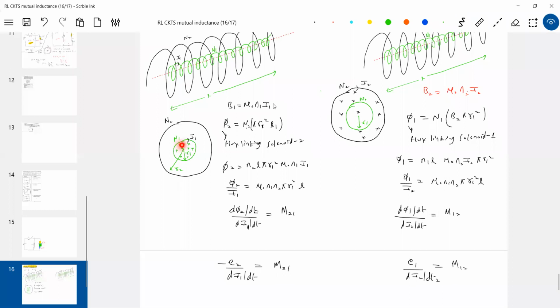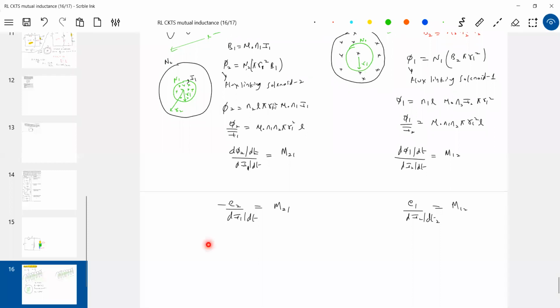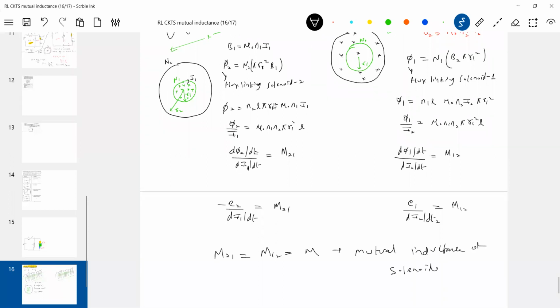And the ratio of EMF induced in the second coil to the current in the first coil will be a constant. I'll call that mutual inductance, where M1 is the mutual inductance of solenoids, and it will be constant. It depends upon mu naught, n1, n2, and the radius of the inner solenoid. It is independent of the radius of the outer solenoid.